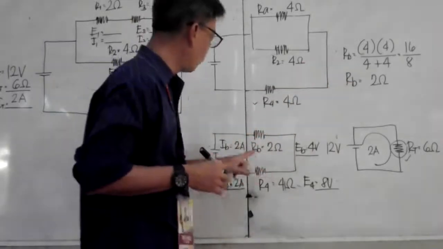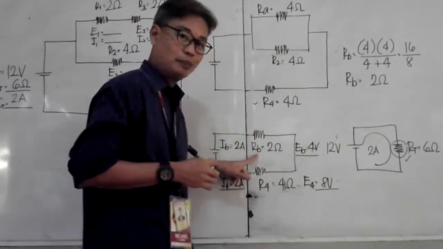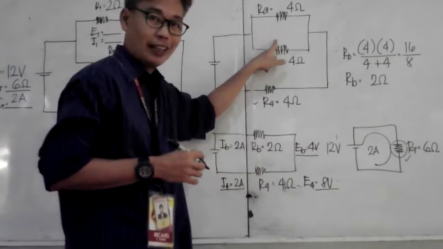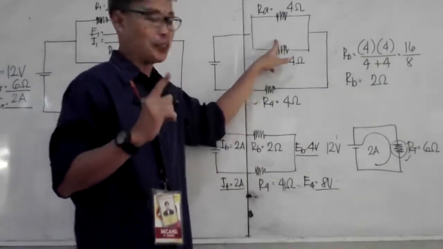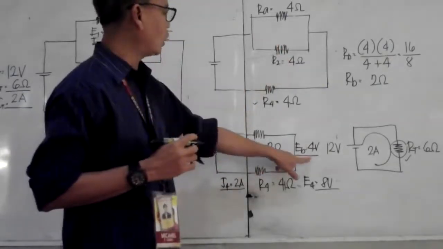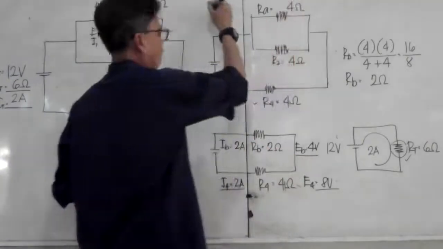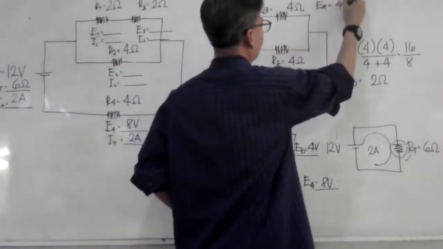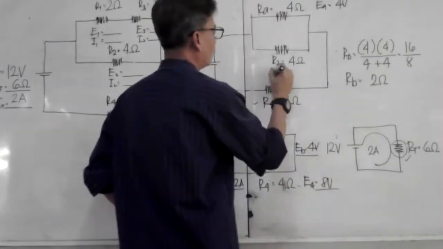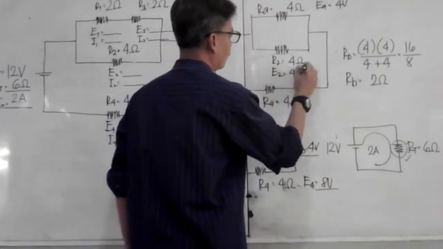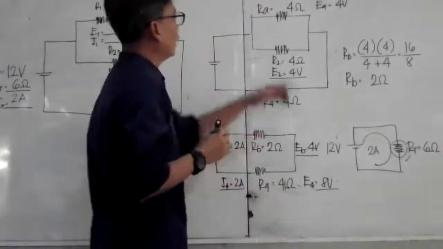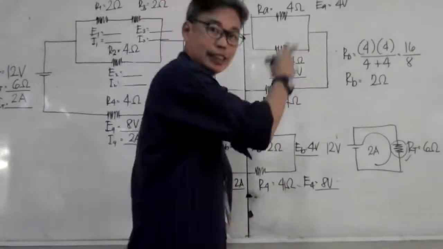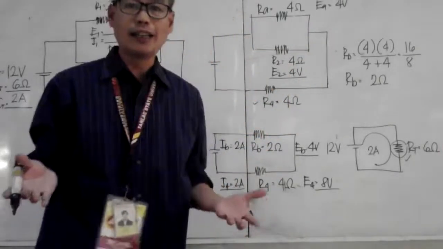So meaning, whatever voltage is here, the resistor takes the voltage of the two. Okay, constant kasi siya sa parallel circuit. Now the voltage is 4 volts, meaning your EA is 4 volts. Therefore, your E2 is also 4 volts. So you have the voltage, and you also have the resistance, so you can solve for the current.